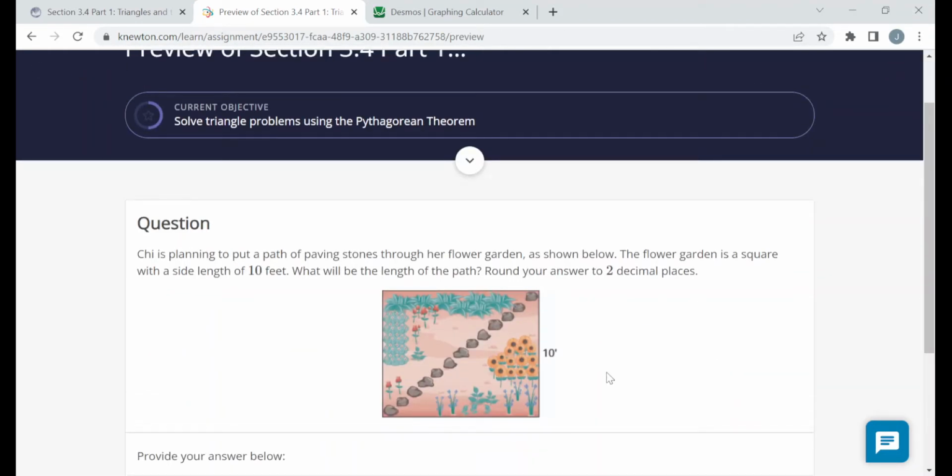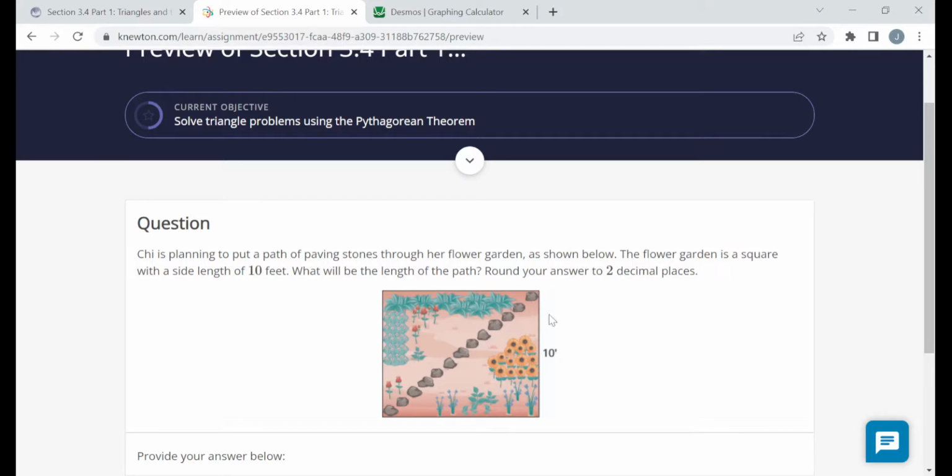Alright, so we have this picture. Chi is planning to put a path of paving stones through her flower garden, as shown below. So you see the path of stones that cut across this rectangle. The flower garden is a square with a side. Oh, it's actually a square, not a rectangle. Every square is a rectangle, but not every rectangle is a square.